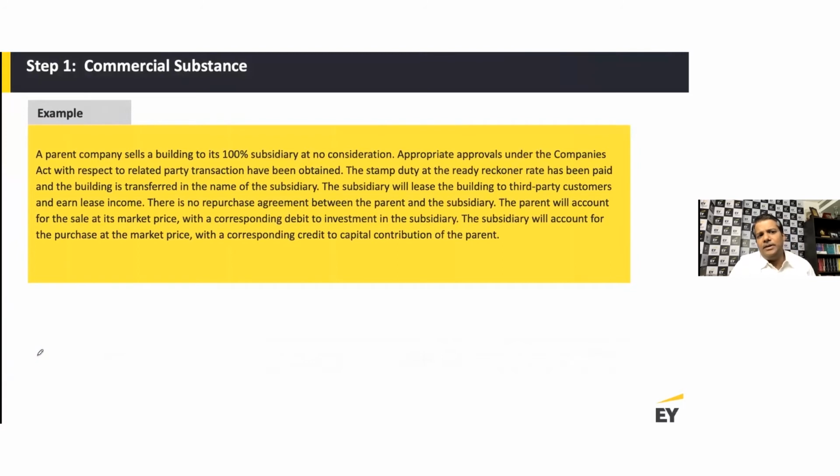A parent company sells a building to its 100% subsidiary at no consideration. Appropriate approvals under the Companies Act with respect to related party transactions have been obtained. The stamp duty at the ready reckoner rate has been paid, and the building is transferred in the name of the subsidiary. The subsidiary will lease the building to third party customers and earn lease income. There is no repurchase agreement between the parent and the subsidiary.